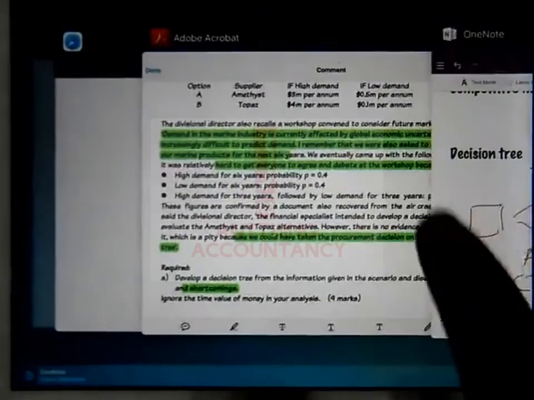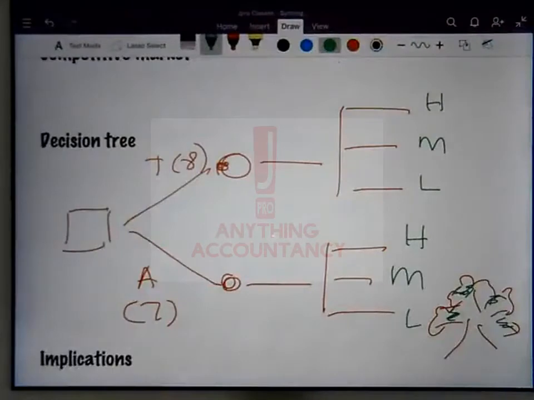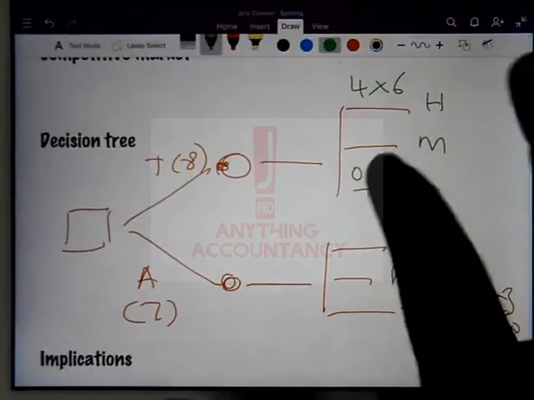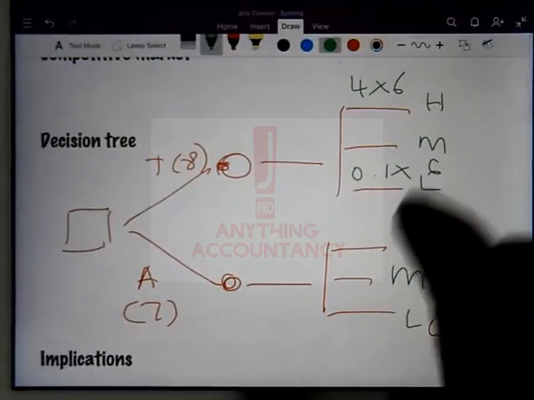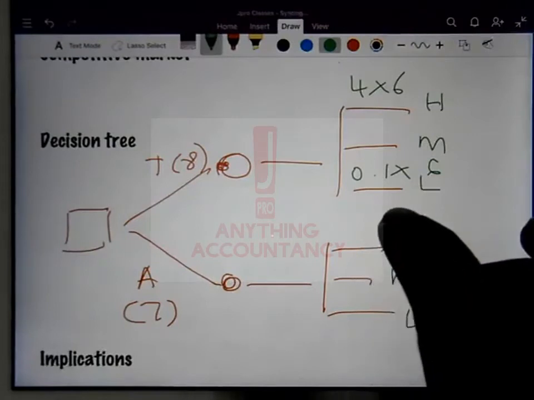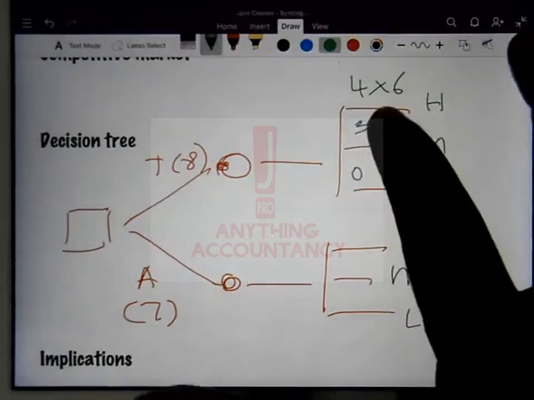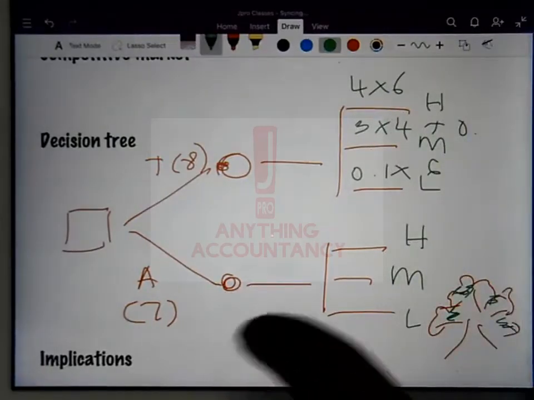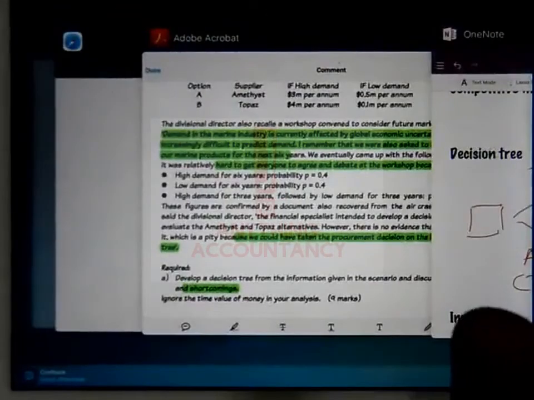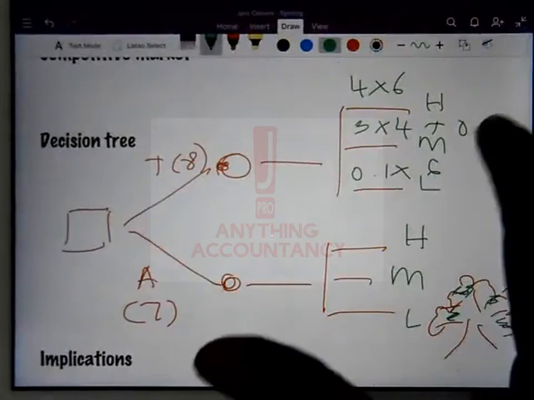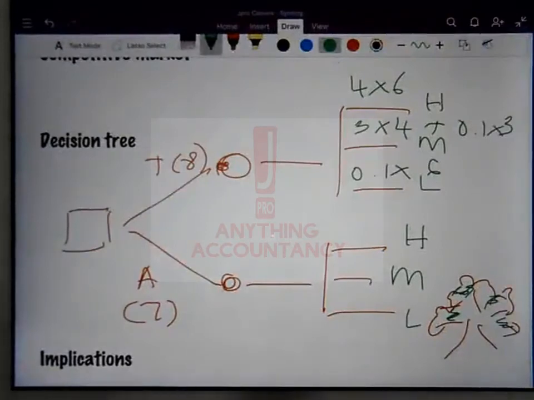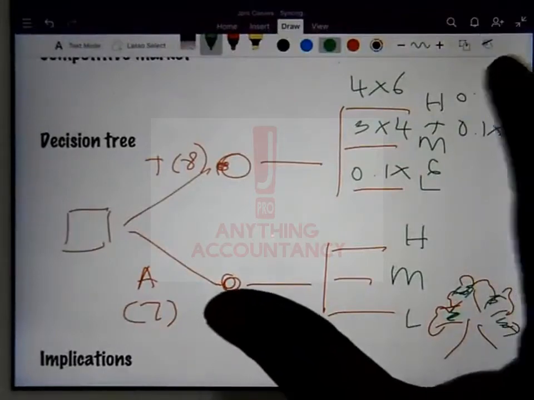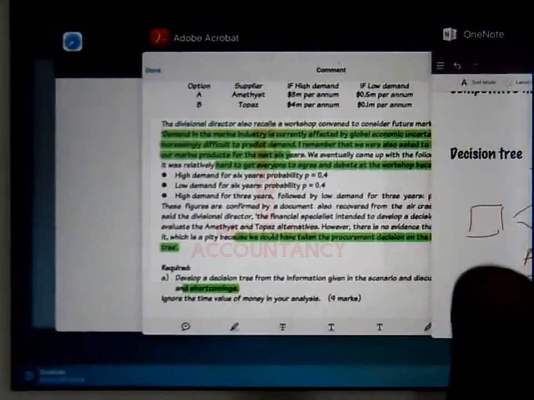It's 4 million per year, per annum, correct? So this is going to be 4 times 6. This is going to be 0.1 times 6. Am I right? Yes, no? This is going to be 3 times 4 plus 0.1. Is it 0.1? Yeah, 0.1. What's the probability of high? 0.4, 0.4.